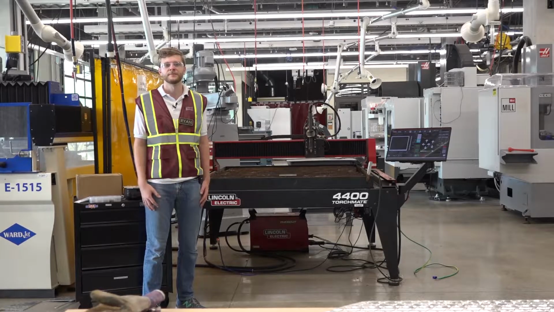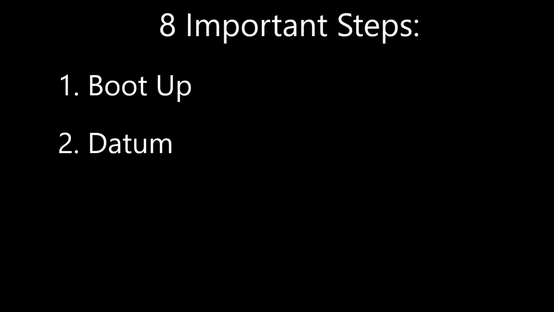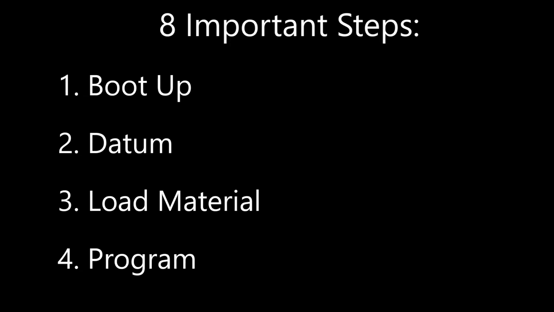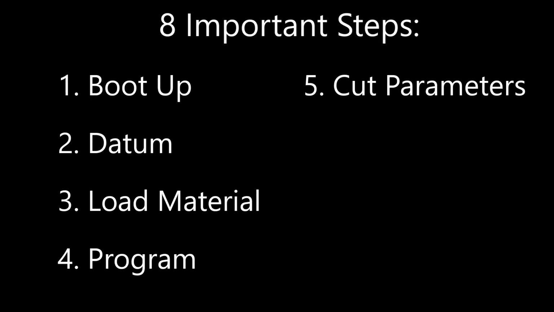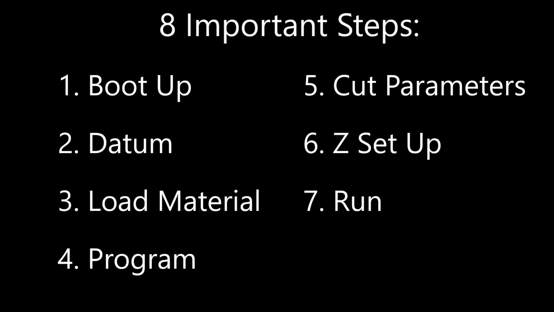There are 8 important steps in operating the Torchmate: turning on the machine, datum or homing the machine, loading your material, programming your part, setting the correct cut parameters, zeroing out the Z-axis, running the plasma cutter, and shutting down the machine.